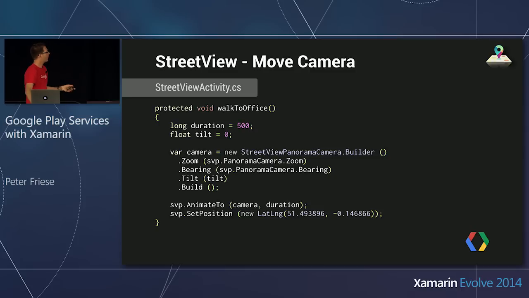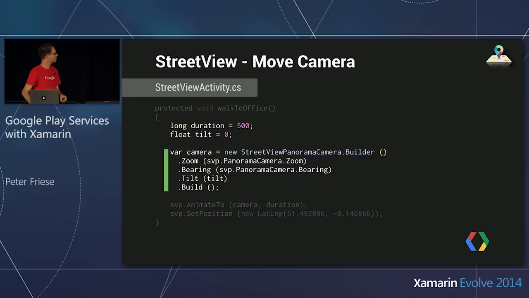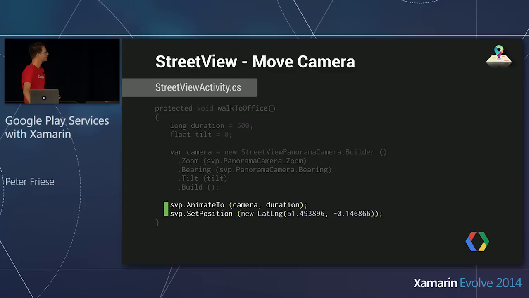And then on the Street View panorama view, you basically ask it to animate from the current position to the next position of the camera that you are setting in this last line. So that's the camera. And then you ask it to animate to the new position of the camera.